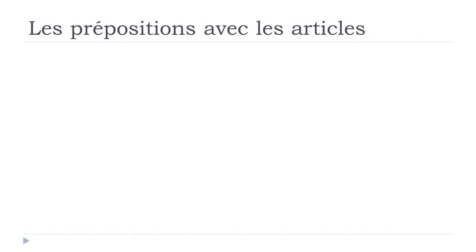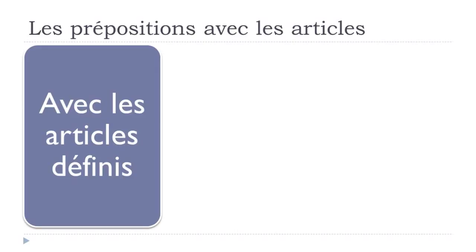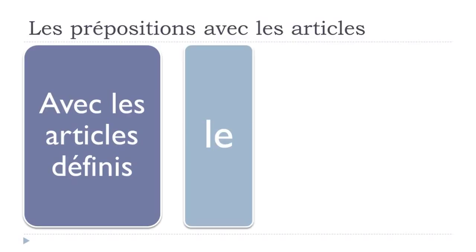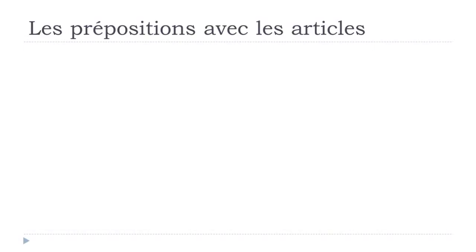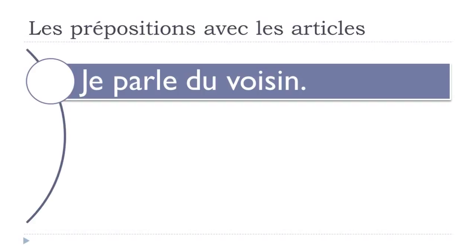Alright, so let's see now how it will work if we combine it with les articles définis, so le, la, and les, okay, as we saw previously. Let's see now the examples. The first one, je parle du voisin. Voisin, here it's the masculine form of the neighbor. Le voisin, okay, the neighbor. And what you can see here is the result of the combination of de plus le. It will become du, okay, for the masculine form. Je parle du voisin, okay, so I talk about the neighbor.